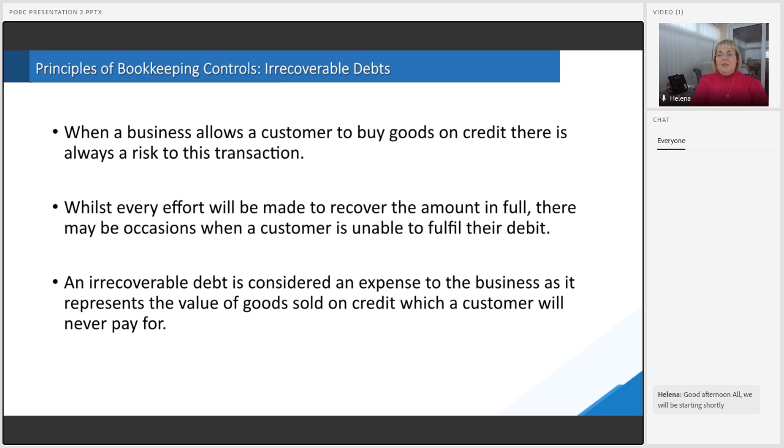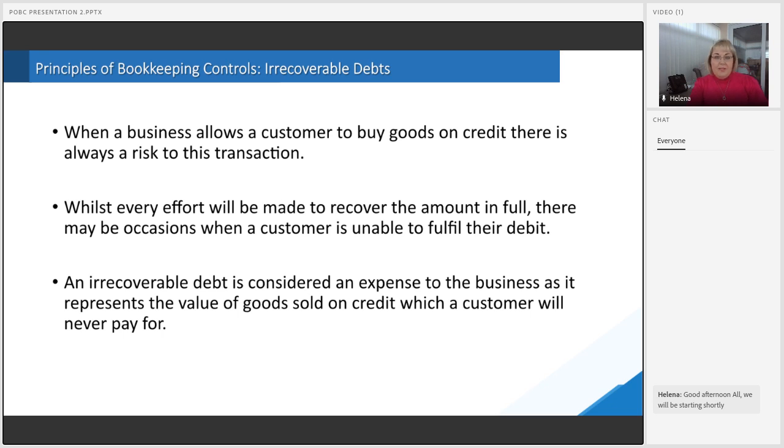And that accounts receivable or credit control team, they'll be making phone calls to your customers, they'll be chasing them with letters, with statements. But there may be occasions, hopefully not many, but there may be occasions when that customer can't fulfill the debt.